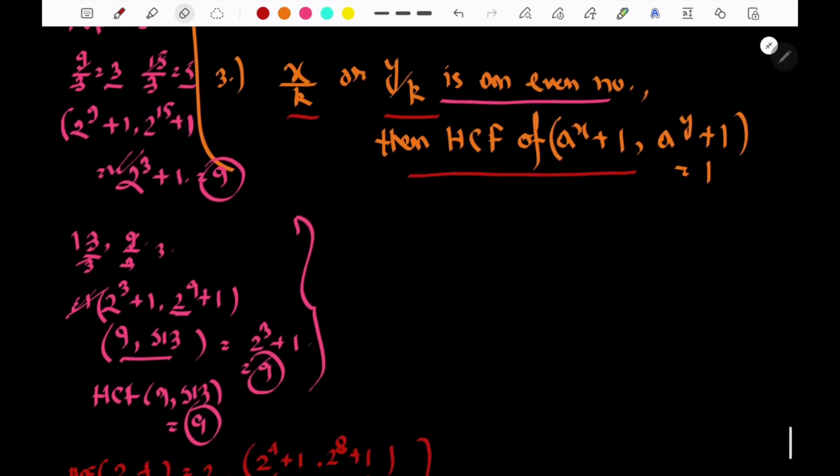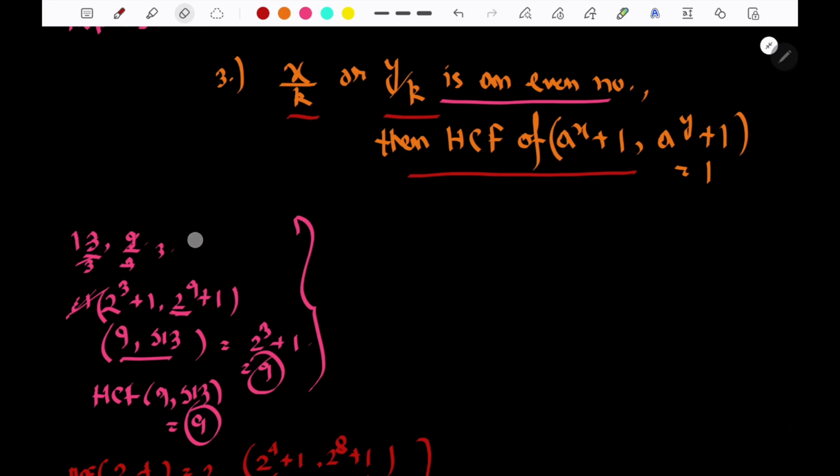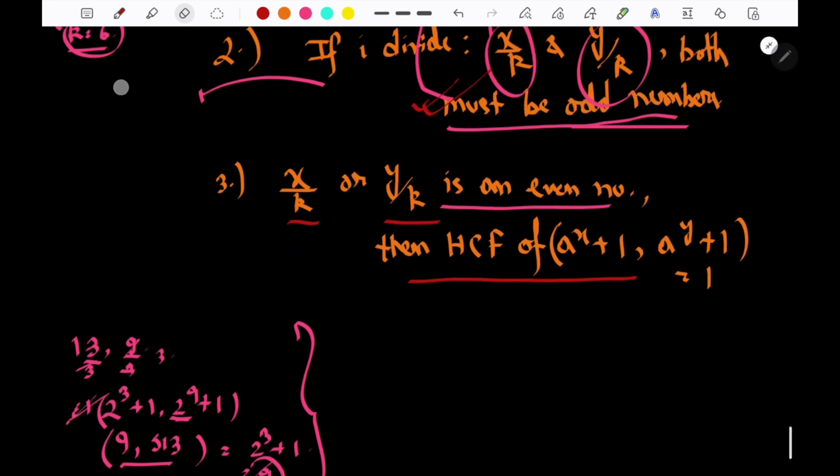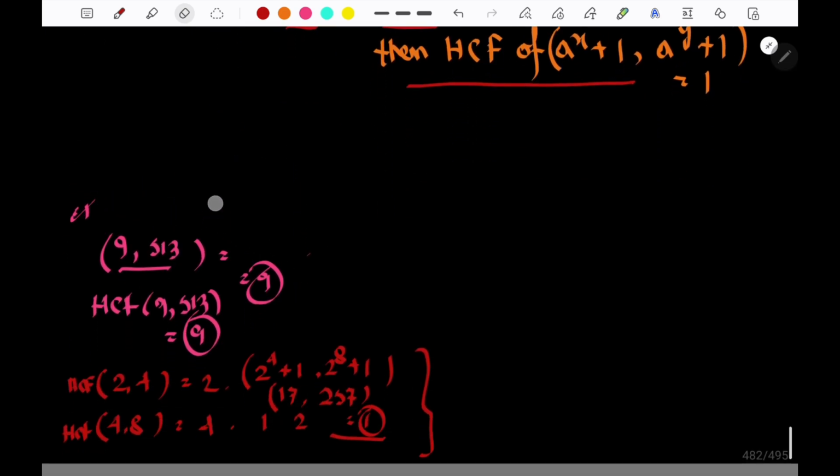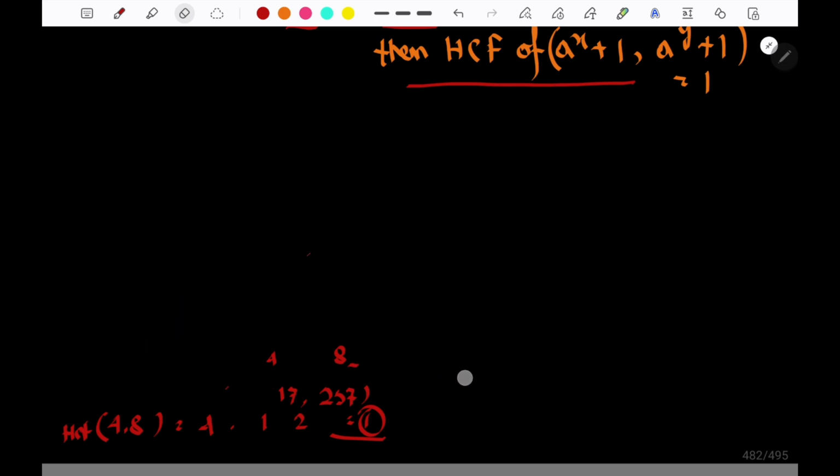Now based on this property, we can look at the question. Let me rub this off. These were the examples that I chose to illustrate whether this is true or not. Obviously it is true. Now please remember it, so that if bigger HCF is given, you will be able to find it very easily.